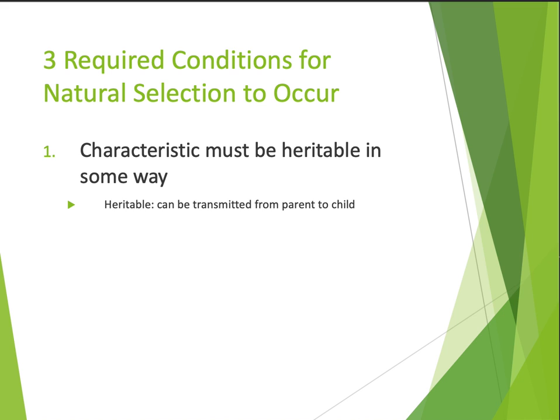Characteristic is big and broad. If you're in biology and you're studying natural selection, you're probably thinking of physical structures, things like eye color, right? We know that eye color is heritable in some way. You are more likely to share an eye color with your parents. It's somehow passed on in your genes. Some characteristics are passed on in this way, right? From parent to child, it's in your genes.